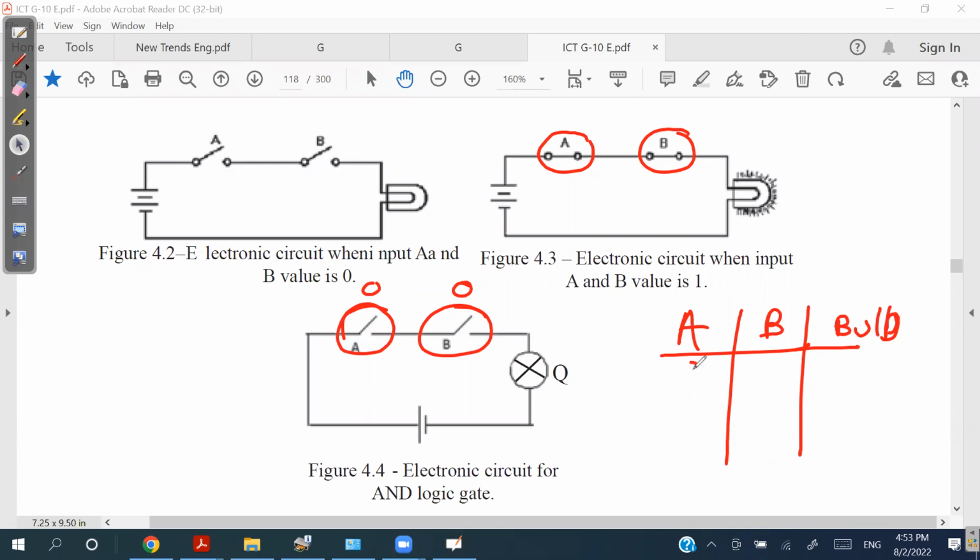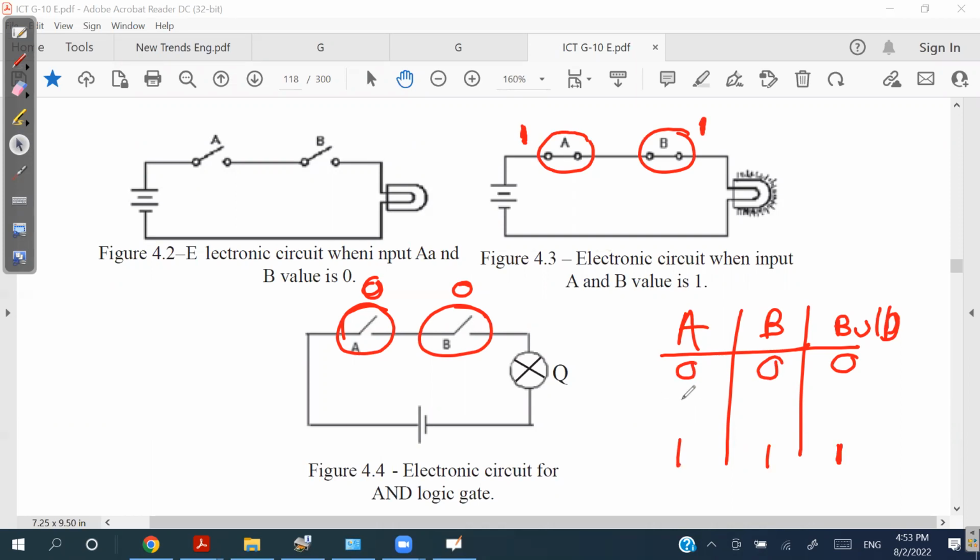I'll put 0, 0 at the top. When both the switches are closed, that indicates 1, because if the open state indicates 0, the closed state indicates 1, and the bulb is lighted up, right?